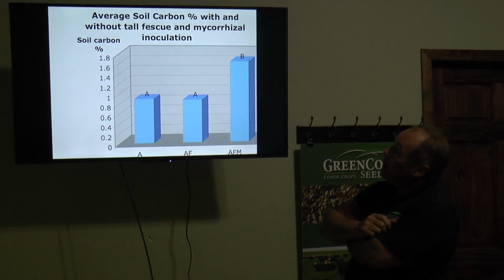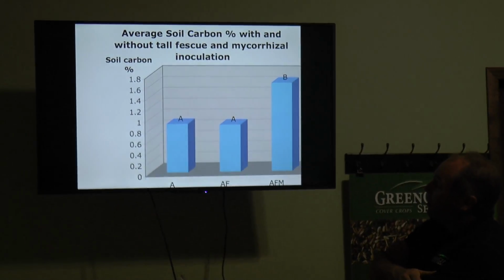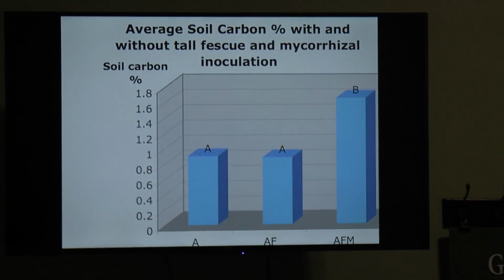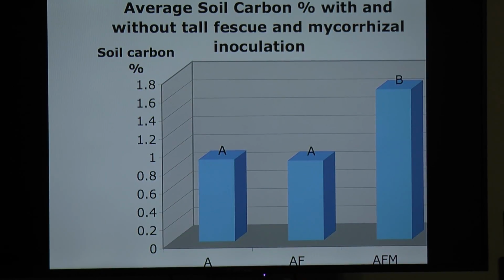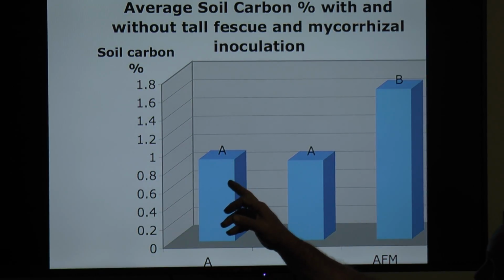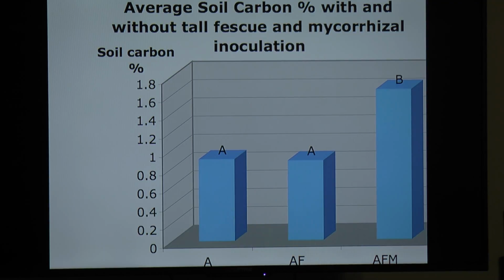And you also get organic matter content. This is the soil carbon with and without mycorrhizal inoculation. This is the soil, bare soil growing nothing. This is the same soil with tall fescue in it. And you would expect that this would have a lot more carbon in it. But remember, for plants alone to improve your soil carbon content, they have to die and decay.